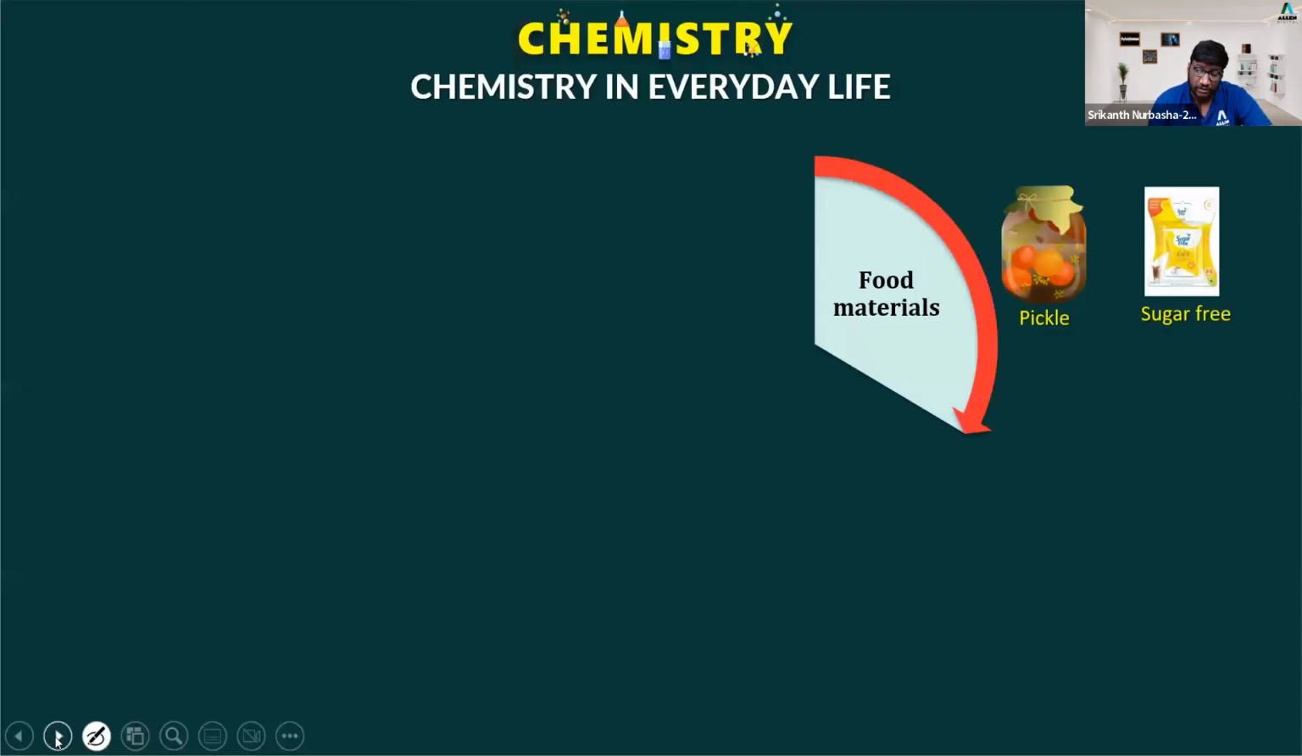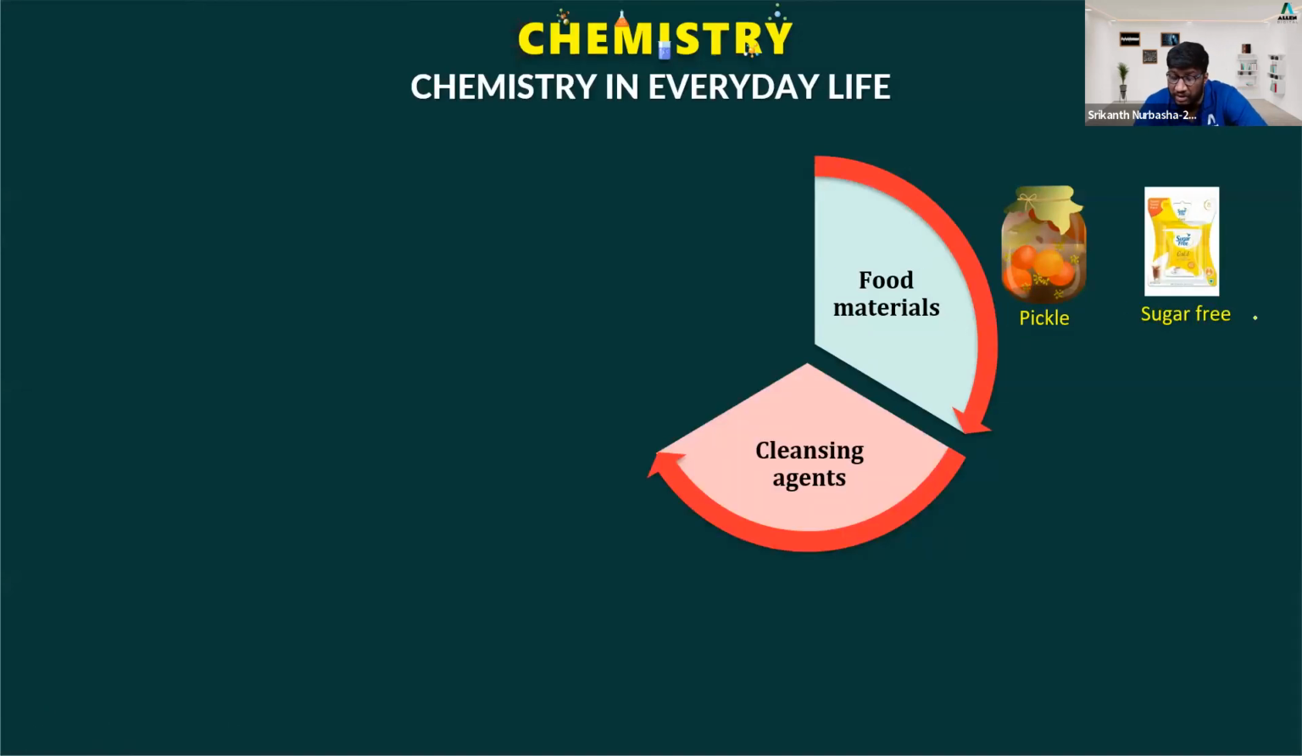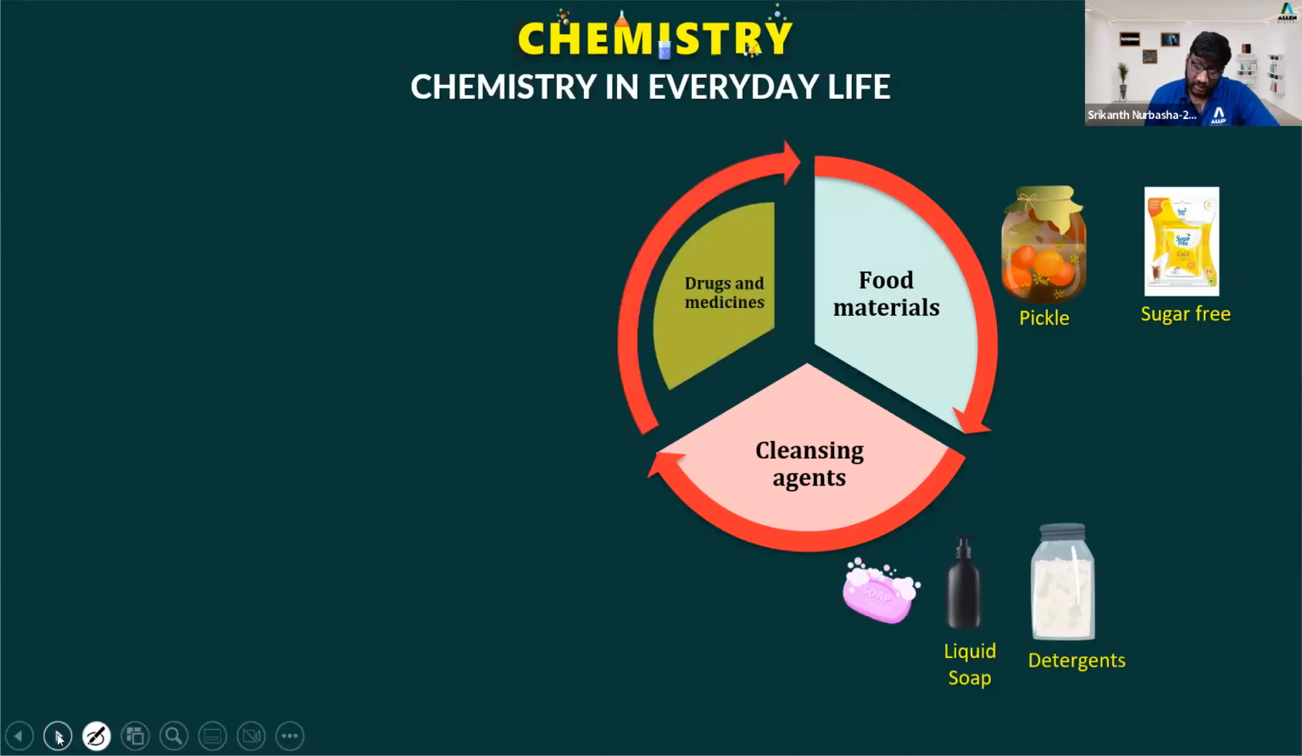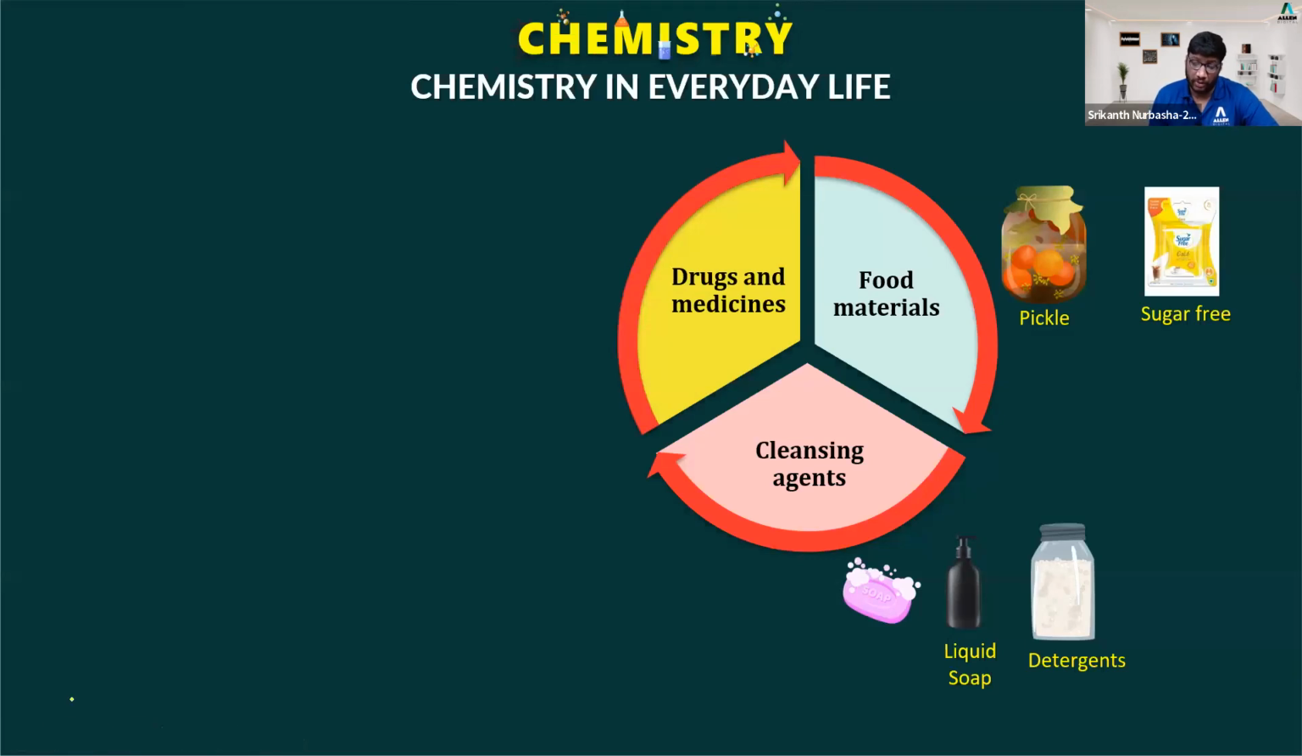So chemistry in everyday life: if you think of food materials like pickles, sugar-free, oils, yes or no, and a lot of other different substances, cleansing agents like soaps, detergents, synthetic detergents, drugs and medicines, different types of medicines. All these are chemicals, and we are highly dependent upon these chemicals in our everyday life. We don't even remember or recognize that our dependence on chemicals is so vast and huge.